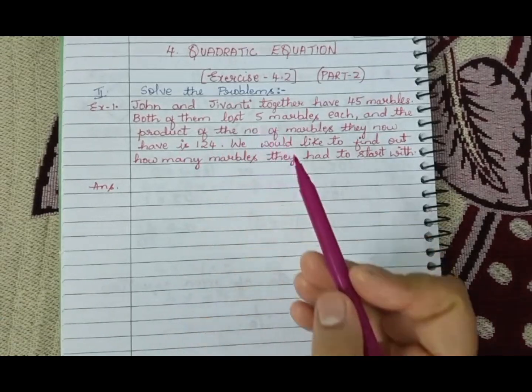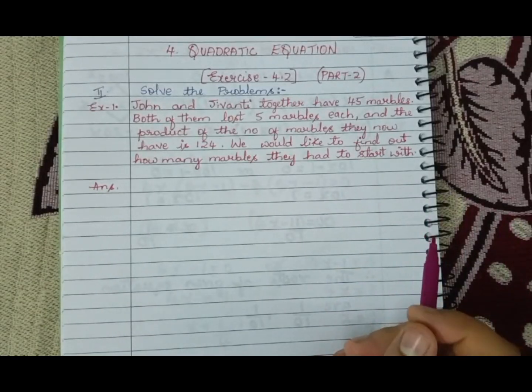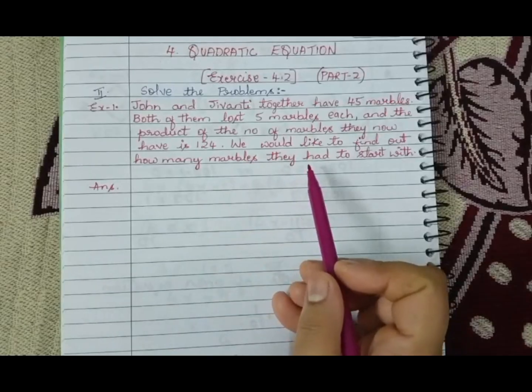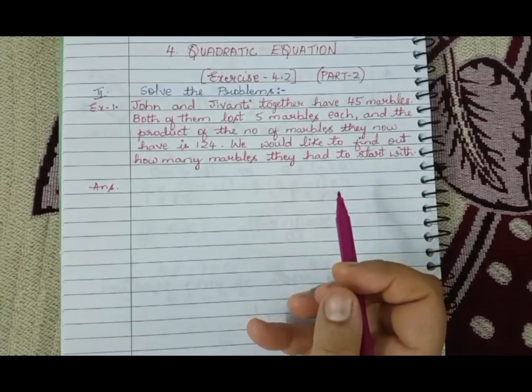John and Jeevanti together have 45 marbles. Both of them lost 5 marbles each, and the product of the number of marbles they now have is 124. We would like to find out how many marbles they had to start with.